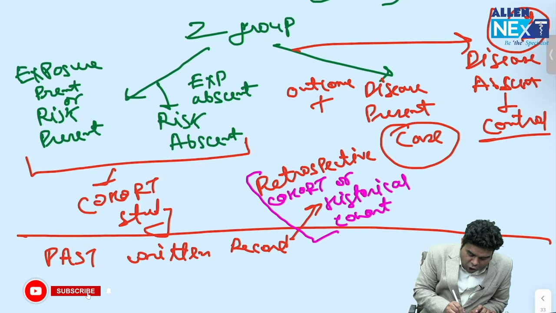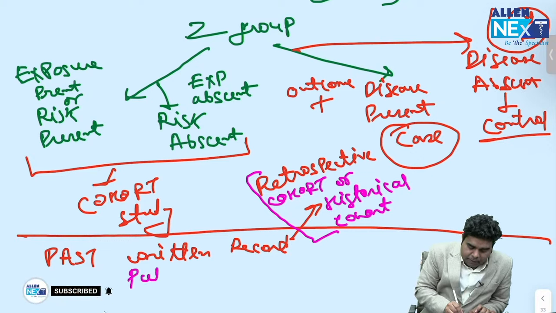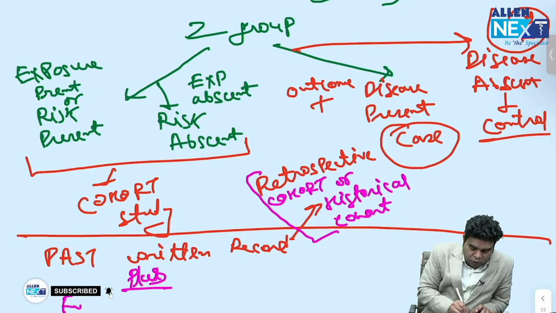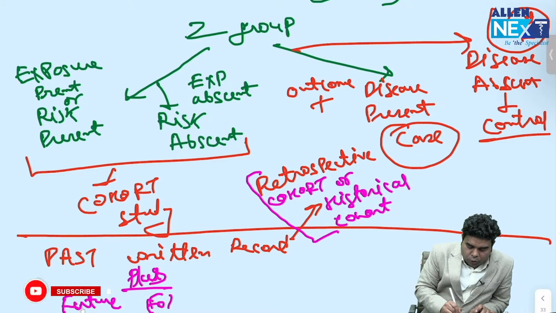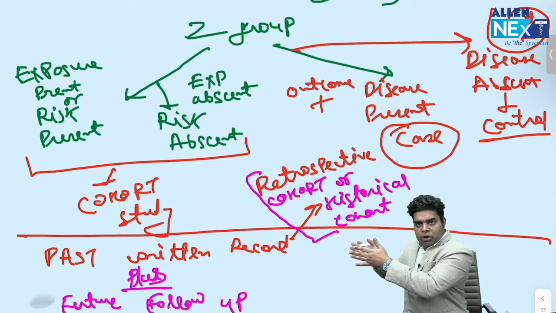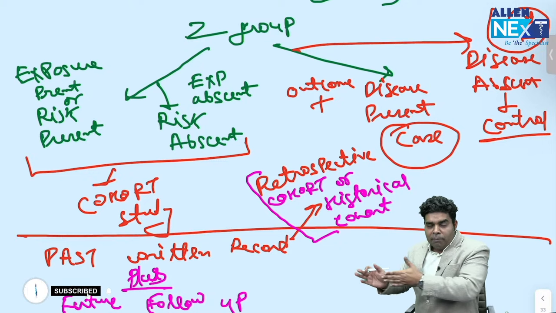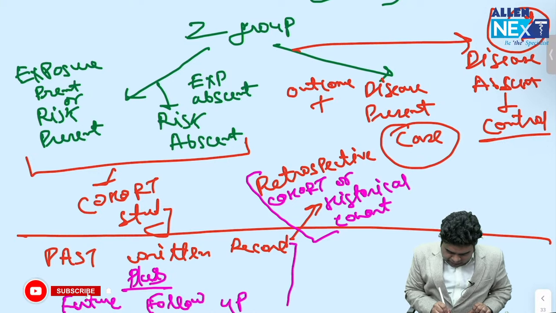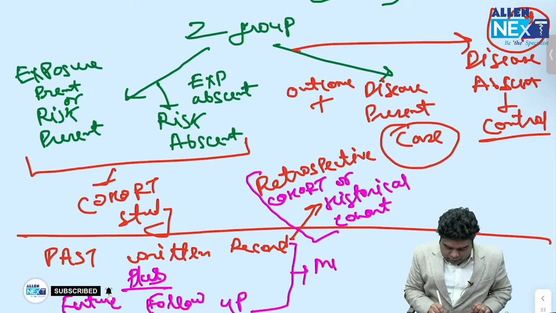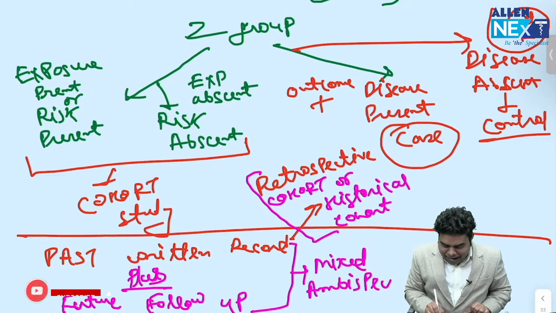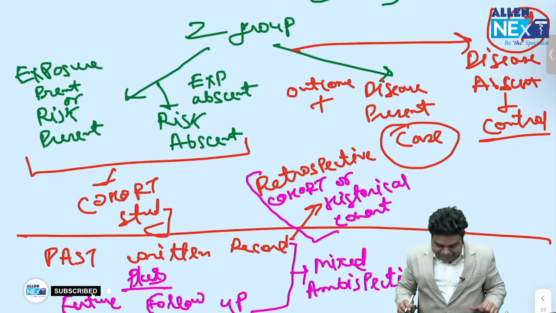But let's say along with the past written record, they also write future follow-up. It means they are going in both directions: backward for the past record, forward for follow-up. Both directions means it is mixed. So if it is both directions, we call it a mixed cohort. Because it goes both directions, it is also known as ambispective.